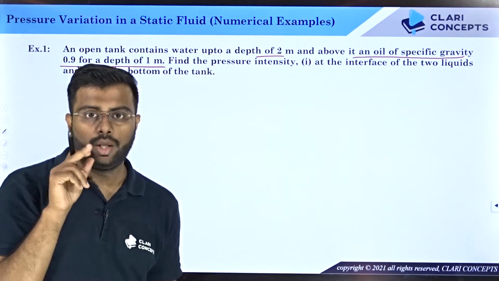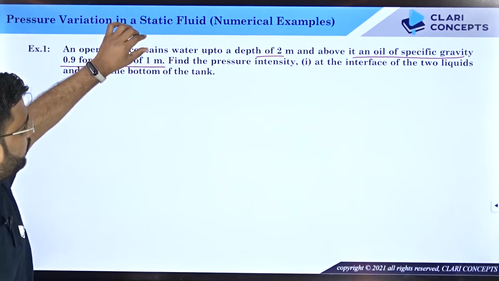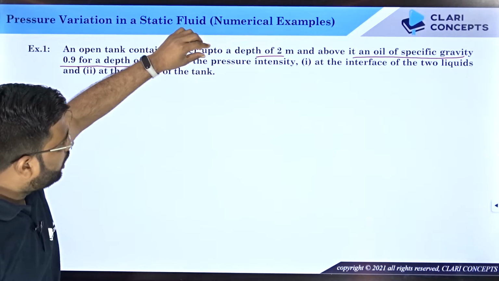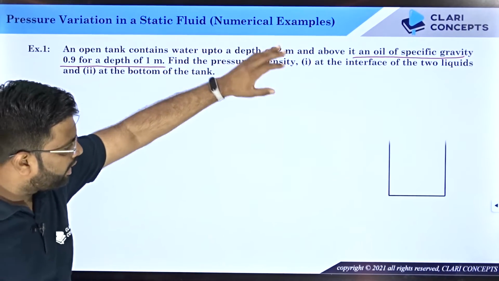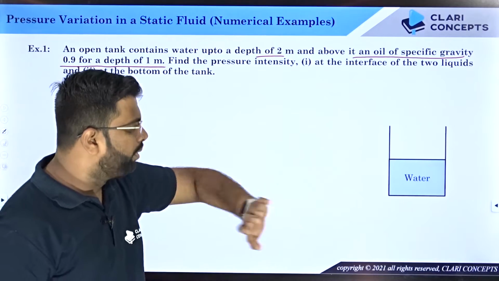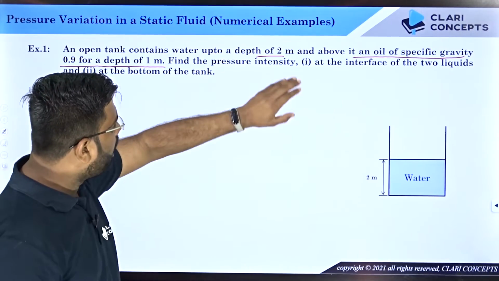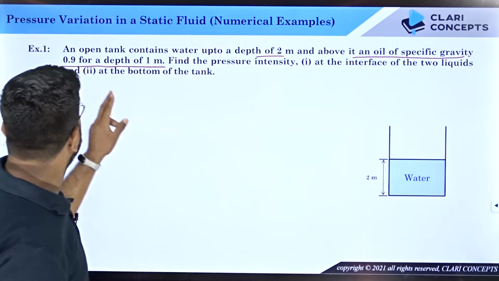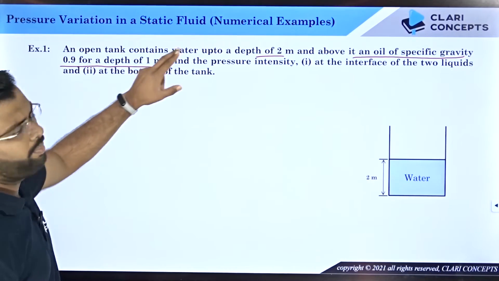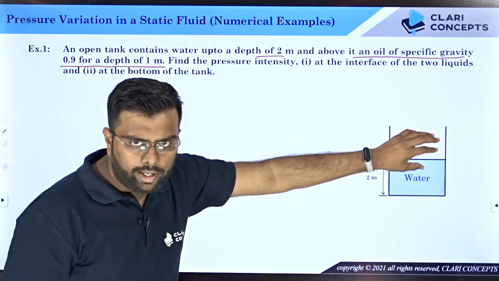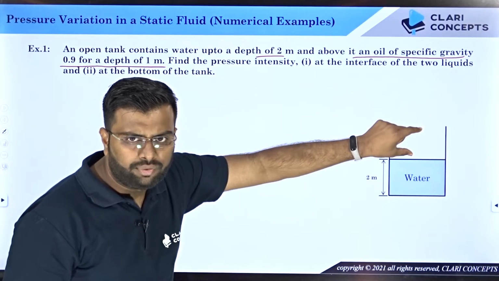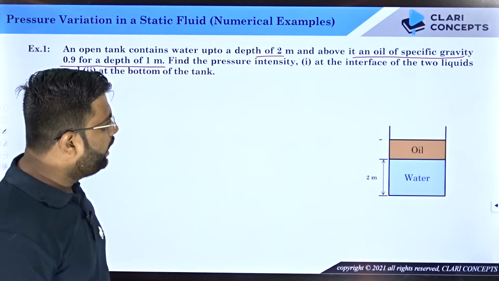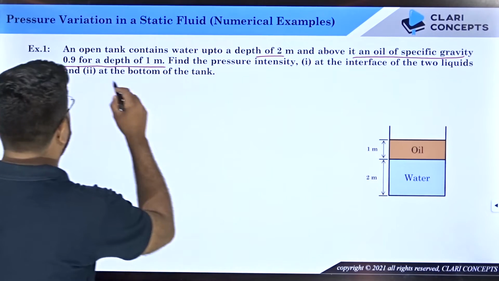Now see, here what is given to you? Firstly, an open tank that contains water up to a depth of 2 meters. That means I have a tank and water up to a depth of 2 meters, for example, right? And above it, an oil of specific gravity 0.9 for a depth of 1 meter. So above this water, there is a layer of oil up to a depth of 1 meter, right? And this oil has specific gravity of 0.9, right?